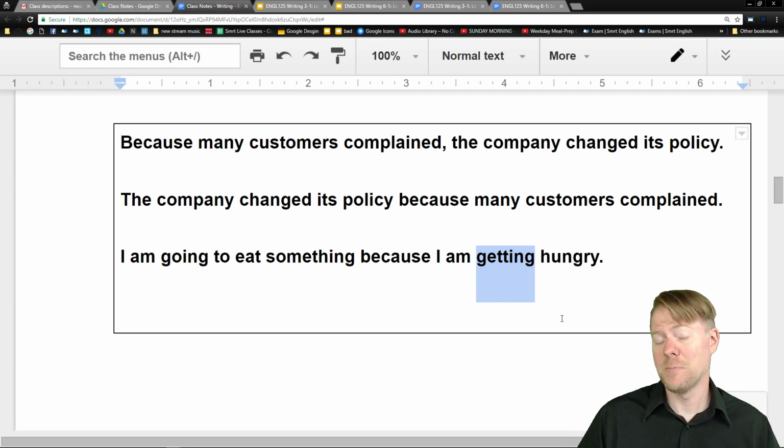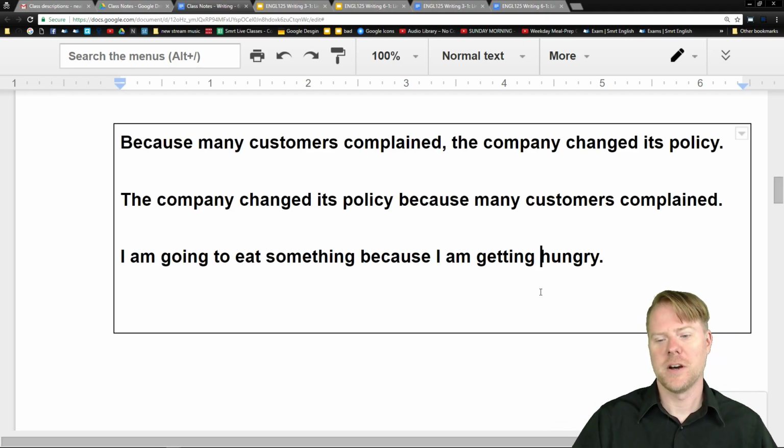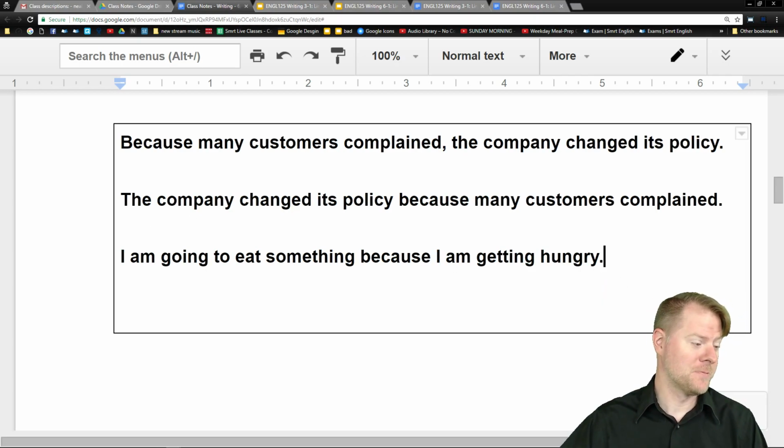By the time I'm done making the food, I will be hungry and ready to eat it. If you take away the getting hungry, it just means I am hungry right now. I am going to be hungry the entire time I'm making or preparing or driving to pick up some food.